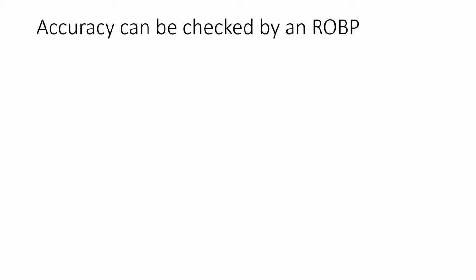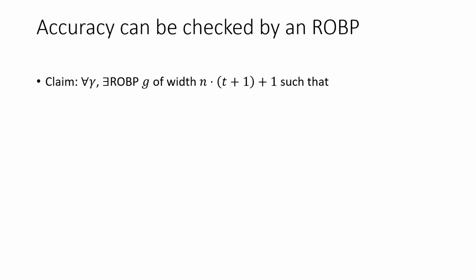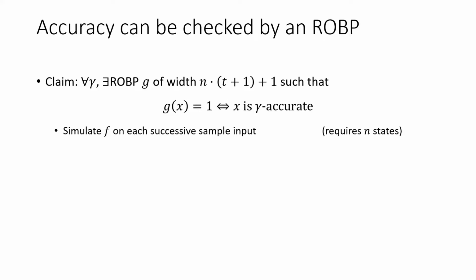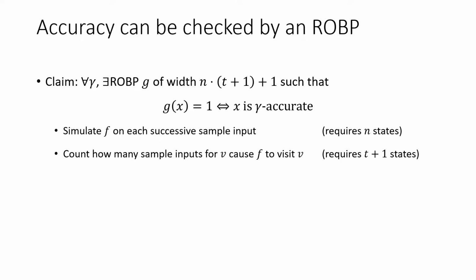Furthermore, I claim that there is a polynomial width read-once branching program, G, that checks whether x is accurate. This actually follows easily from the definitions, right? G just simulates f on each successive sample input, and it counts how many sample inputs for each vertex v cause the program to visit v. And then G just compares this count to the true probability of visiting v.